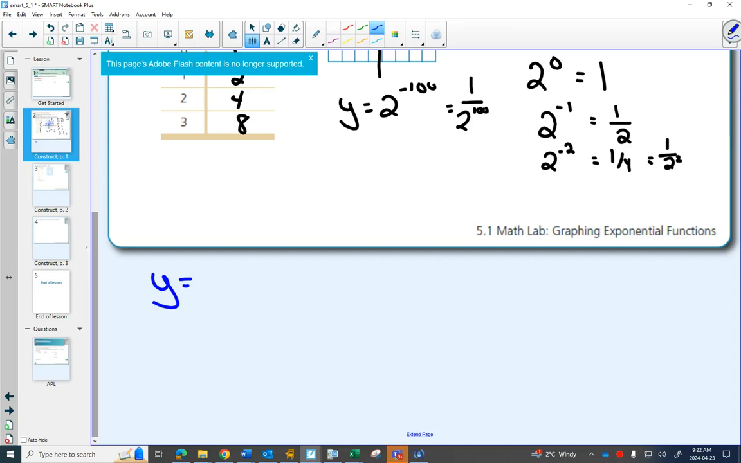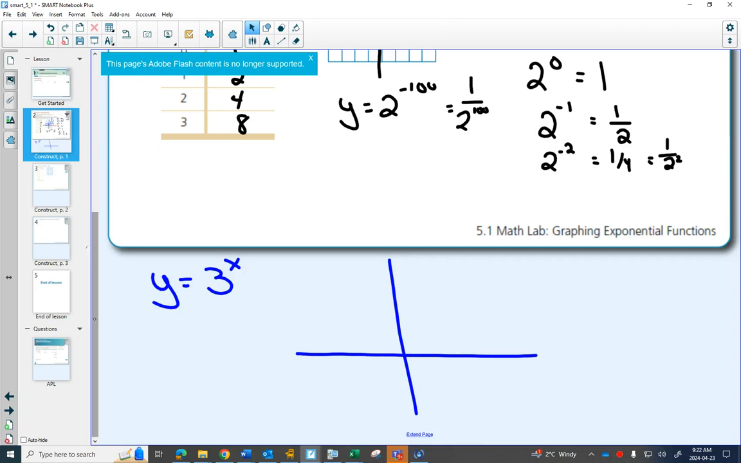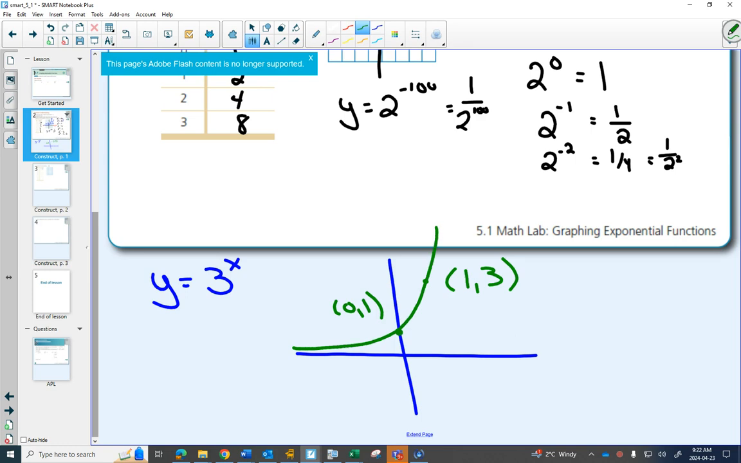Pick a number other than 2. 3? Okay, yeah. So if we had to graph y equals 3 to the x, this is how we're going to do these quickly. For sure, it's going to have 0, 1. Because anytime you plug in an exponent of 0, you get 1. And the second point we're going to label is 1, 3. It's going to have the same shape as before, and it's going to always have an asymptote at y equals 0.